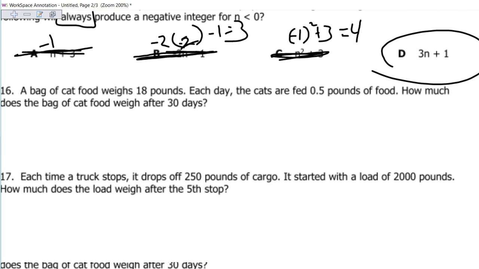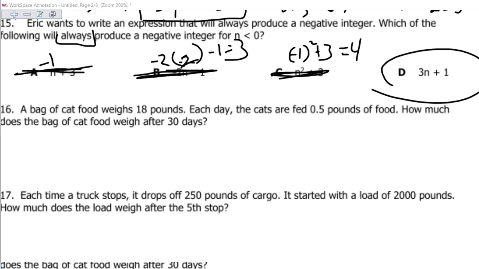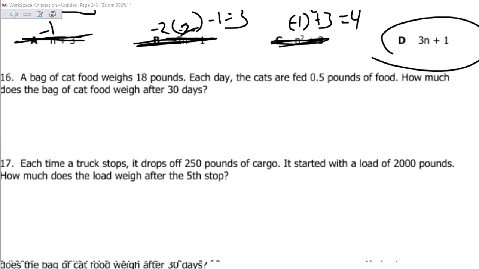Alright. Now, number 16. Number 16 is a very interesting question. Okay? A bag of cat food weighs 18 pounds. Each day, the cats are fed half a pound of food. Okay? How much does the bag of cat food weigh after 30 days? So, 18-pound bag of cat food. Okay? And we're going to minus 0.5 pounds. So, after one day, it's going to be 17.5. Times 2, though, and it would be at 17. And then so on and so forth.